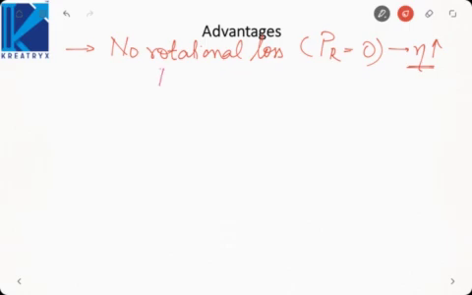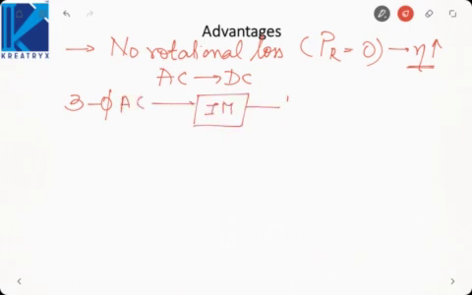Otherwise, one of the methods to convert AC into DC could be to take 3-phase AC and apply it to an induction motor, which will give mechanical power, which will be coupled to a DC generator.